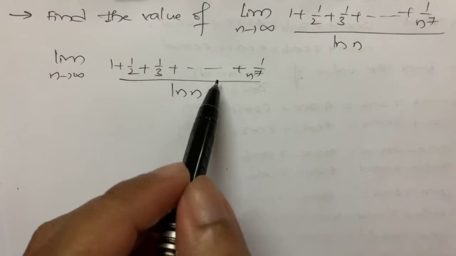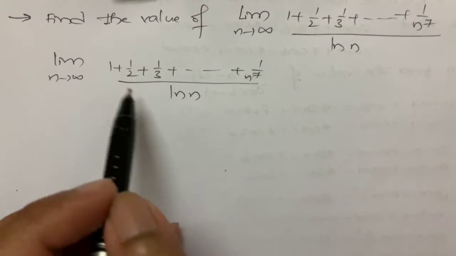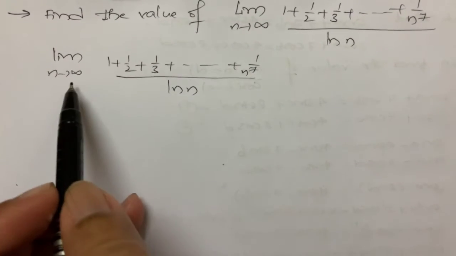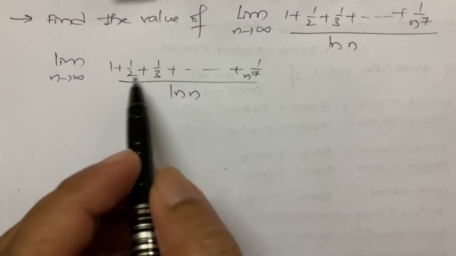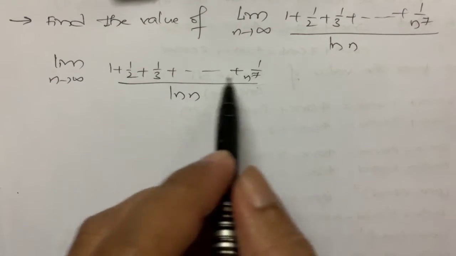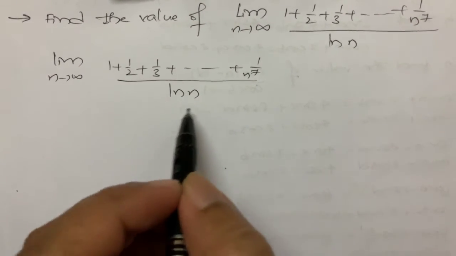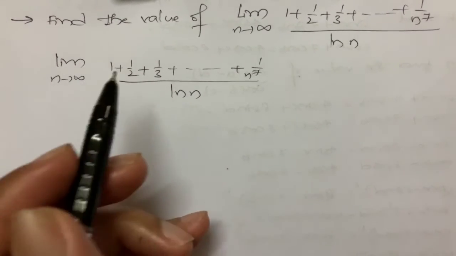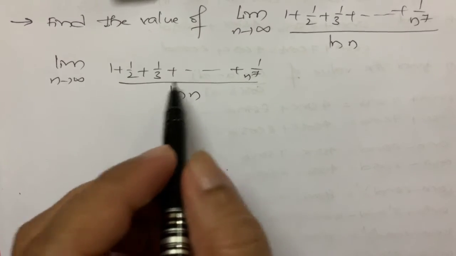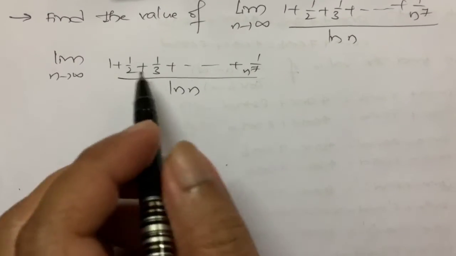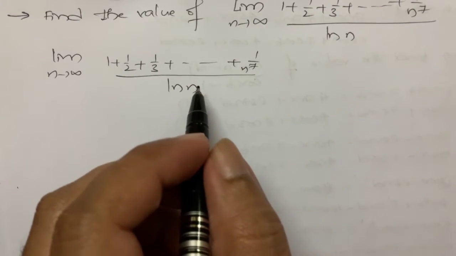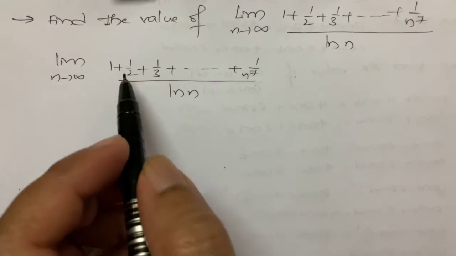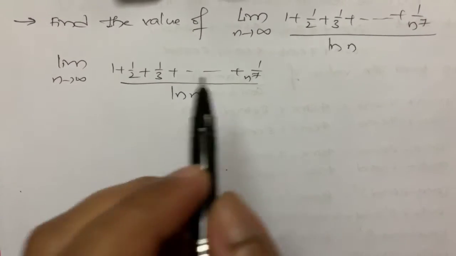So if you look at this, here we don't have a direct summation, right? Limit n tends to infinity, so we are considering infinite terms, and for this we don't have a direct summation. In the denominator we have ln n, and as n tends to infinity, ln n tends to infinity again. So we cannot say anything in particular. So what we do is, if you see the terms 1 plus 1 by 2 plus 1 by 3 and so on to 1 by n^7.